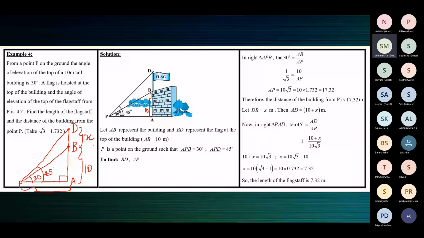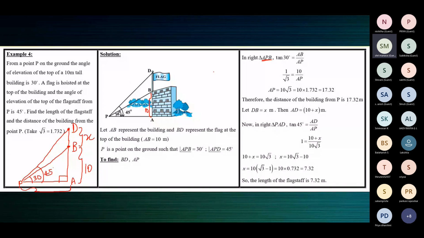Okay, so we have to do two things. We have two right triangles basically here. Let me show them separately for you. First we have taken up the right triangle APB. But remember one thing, children.